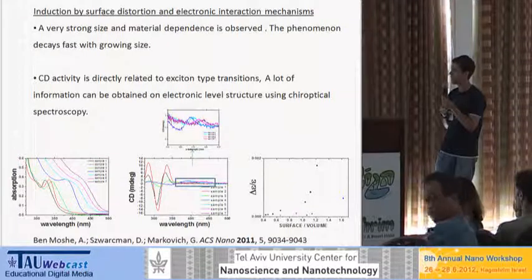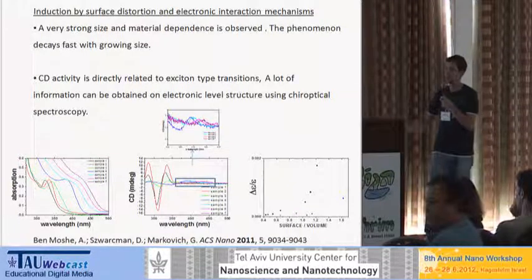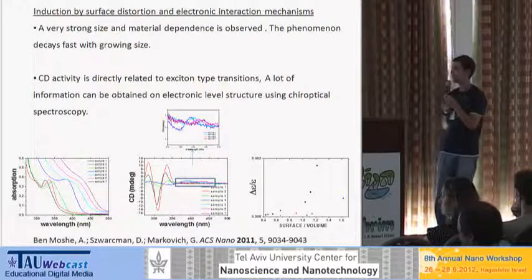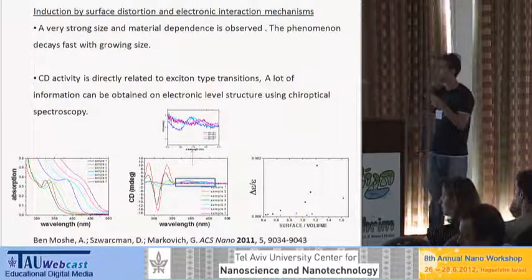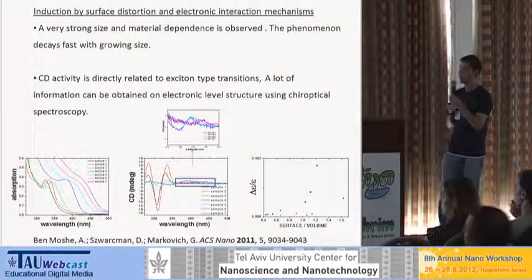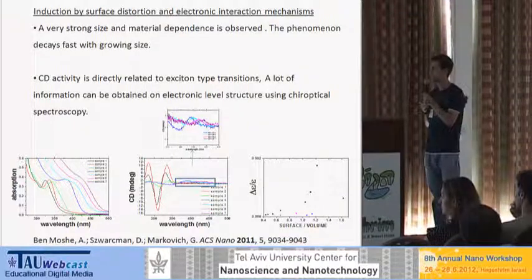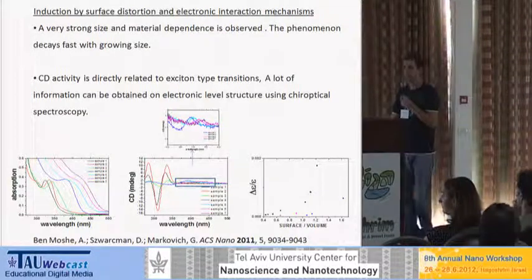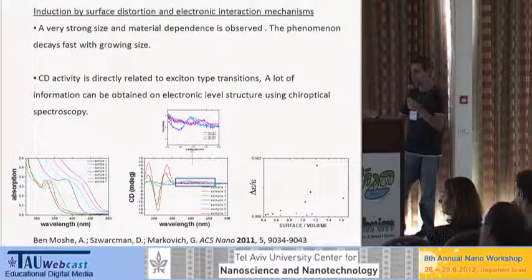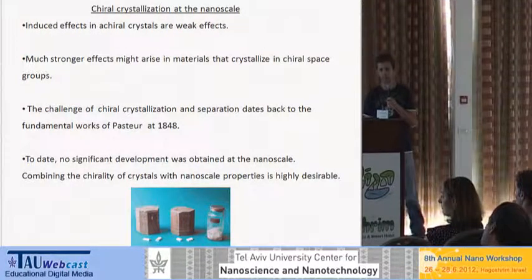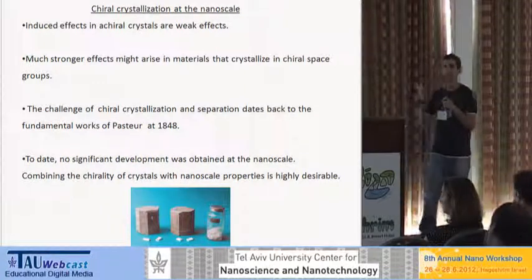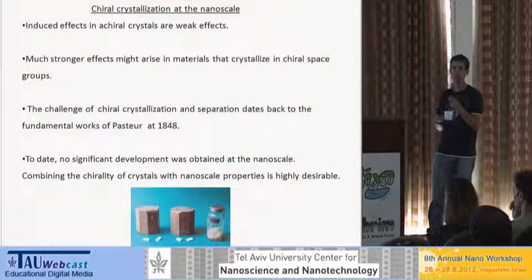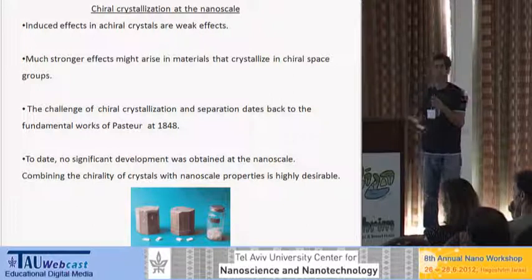And you can see that, at least for cadmium sulfide, which is the black dot, chiroptical activity decays very strongly with size, maybe exponentially, but this is the experimental result. And you can see, well, the blue dots are cadmium selenide, and the pink dots are zinc selenide, and you can see that there is a very strong material dependence. So cadmium sulfide exhibits much stronger chiroptical activity than, for instance, cadmium selenide. But anyway, induction by a molecule on a non-chiral core is always a weak effect. And we are trying to generate much stronger effects.